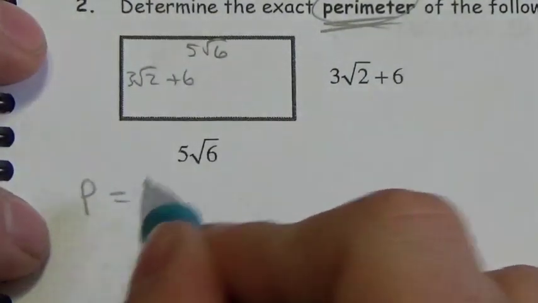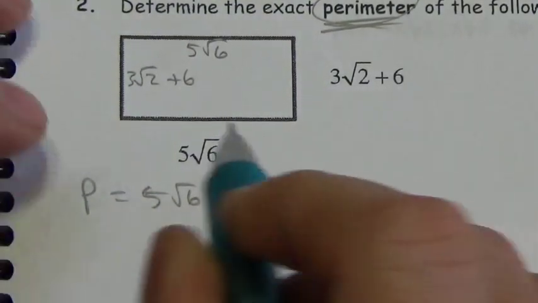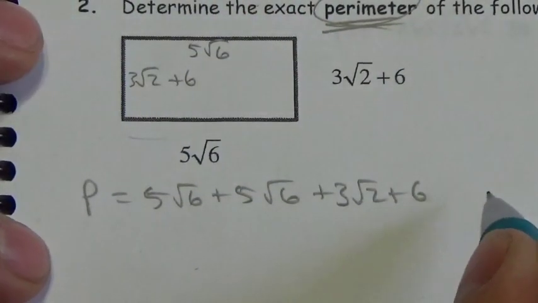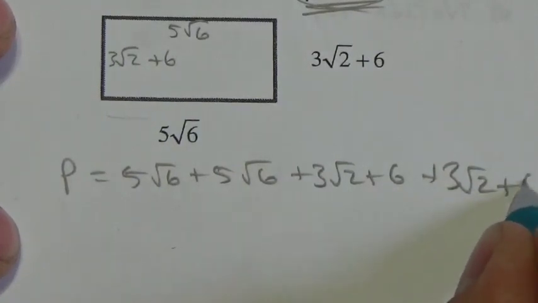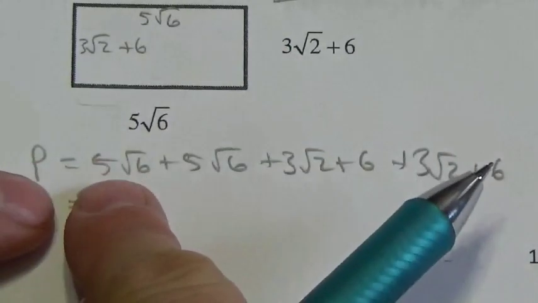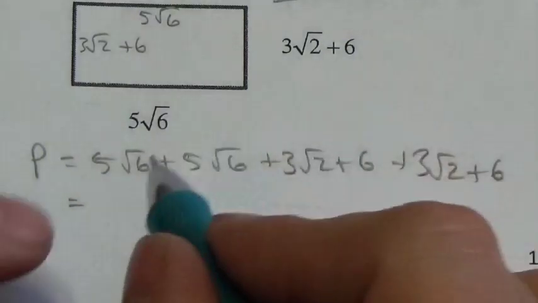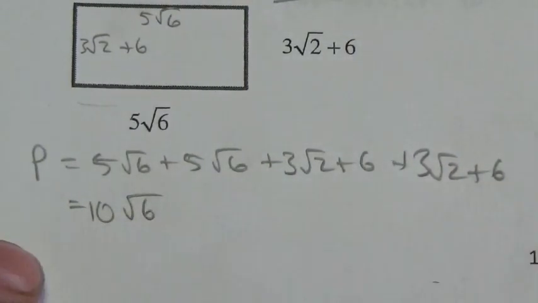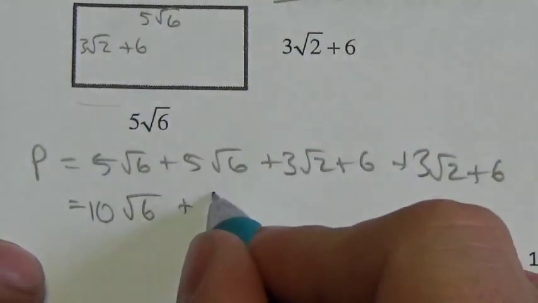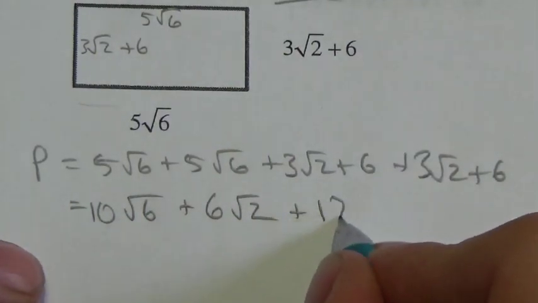So my perimeter is going to be 5 root 6 plus 5 root 6, that's those two sides, plus 3 root 2 plus 6, plus 3 root 2 plus 6. Now, 5 root 6's plus 5 root 6's, without even knowing what root 6 is, I know that that's got to be the same as having 10 root 6's. 3 root 2's plus 3 root 2's is going to be the same as 6 root 2's. And 6 plus 6, well, that's just 12.